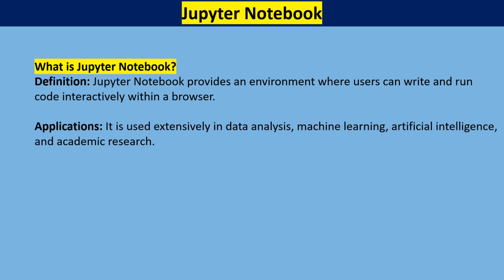What is Jupyter Notebook? Jupyter Notebook allows users to execute code in real time, making it different from traditional programming environments. Unlike a standard code editor, which requires running an entire script at once, Jupyter allows users to execute code in small sections called cells. This makes debugging and iterative development more efficient. The ability to combine code with explanatory text and visuals enhances its usefulness for documentation and collaboration.